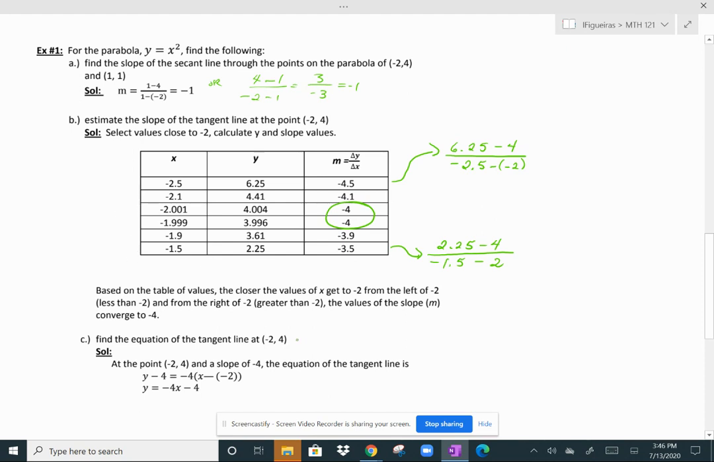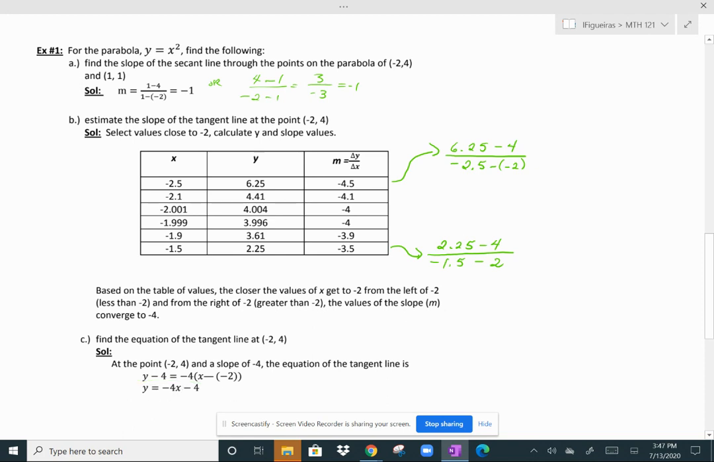Then if I'm asked to find the equation of the tangent line to the curve at negative 2, 4, well, now I know what my slope is. My slope is negative 4, and I have a point. So you plug it into your point slope formula. So I have y minus 4 equals negative 4 times x minus negative 2. And if you solve it for y, you get y equals negative 4x minus 4.